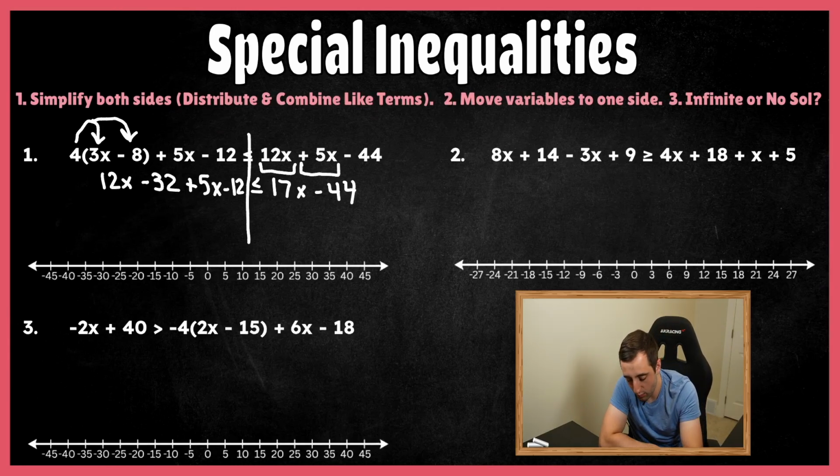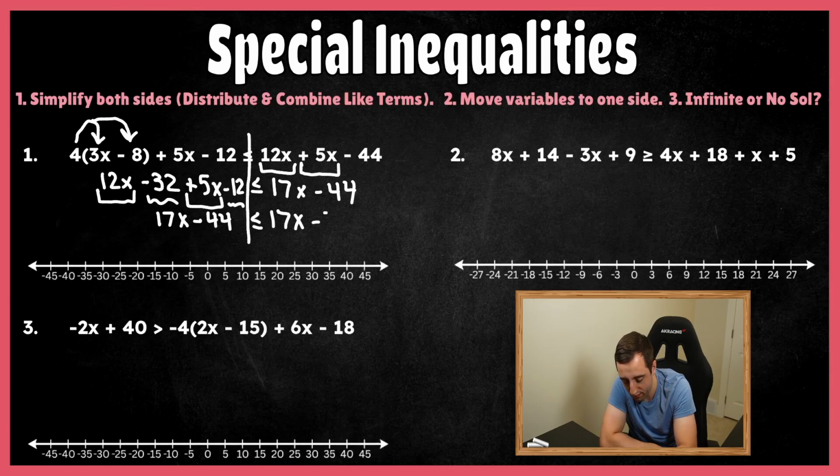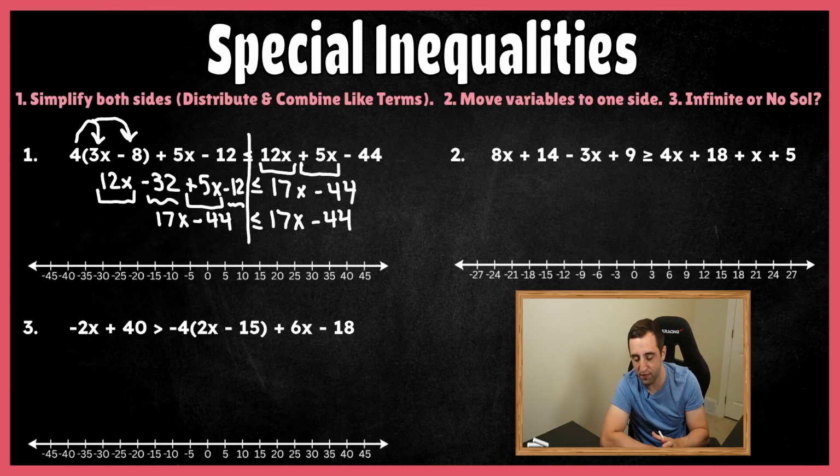But on the left side, we have two pairs of like terms that we can combine together. We have a 12x and a positive 5x that can be combined. And then we have this minus 32 and minus 12, which again are constants or just plain old numbers. So let's go ahead and combine both pairs of like terms. We get 17x minus 44, and then we bring down that less than or equal to 17x minus 44. So step one is done. We've simplified the left and the right side as far as we could possibly go.